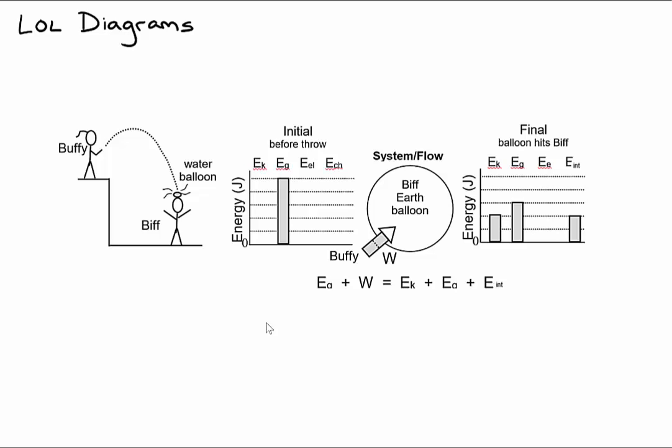So the initial energy state of the system is represented with a bar graph, as you can see here, and that shows you how much energy is stored in each storage mode, so kinetic, gravitational, and so on. To the right of this bar graph is an energy flow diagram, and it indicates which objects are inside the system and which objects are outside the system. So in this case, Biff, the Earth, and the balloon are inside the system, but Buffy is outside the system.